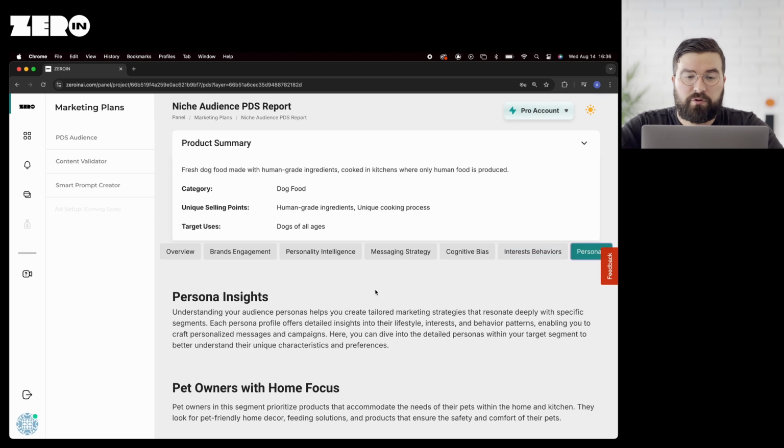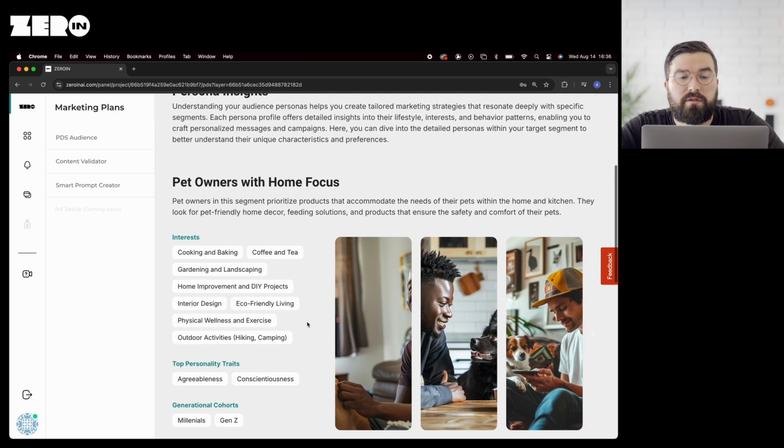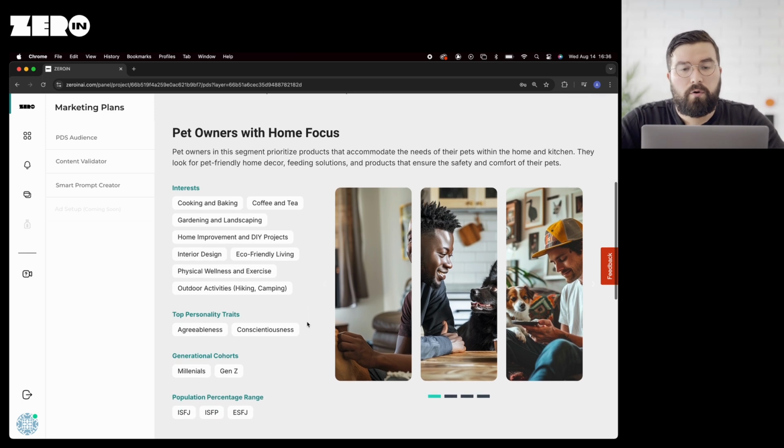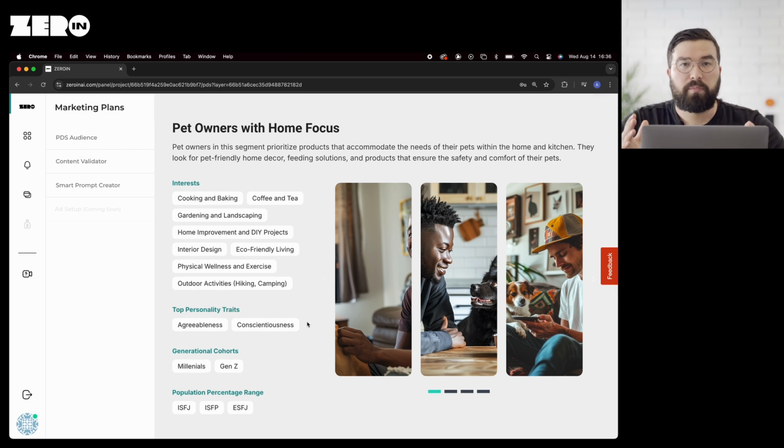Last, we're going to look at personas. These persona insights help you create tailored marketing strategies that can resonate deeply with these specific segments. These are the archetypes of customers that it's identified as existing within this core niche audience. Within the niche audience, there are pet owners with a home focus. This is a specific type of person that it believes fits squarely within this audience.